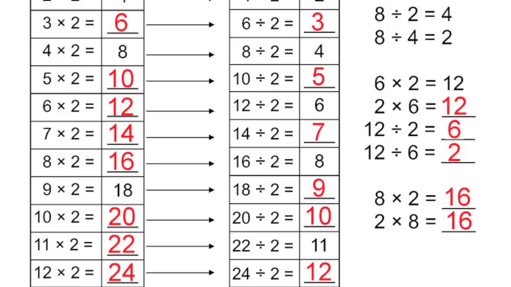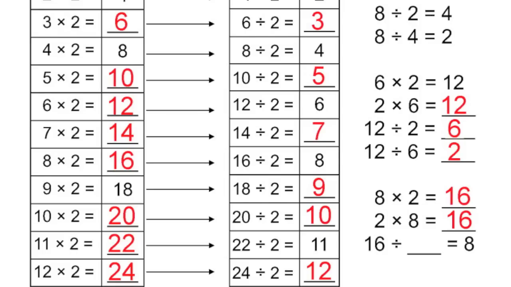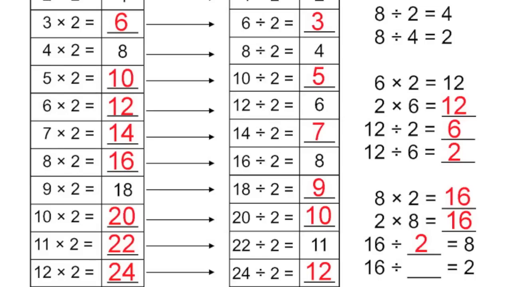With division, 16 divided by something is equal to 8. Since I'm dealing with a fact family, the only number I don't see out of these 3 is 2. So 16 divided by 2 is equal to 8. And what about 16 divided by something is equal to 2? Again, fact family. I know that 2, 8, and 16 all go together. So 16 divided by 8 is equal to 2.